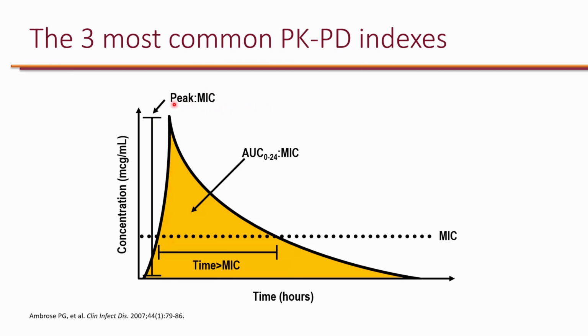We can combine these pharmacokinetic parameters with MIC to get PK/PD indices. So the three commonly used are the peak to MIC ratio, the AUC to MIC ratio, or the time above MIC. So when the concentration goes above this MIC concentration, it will go above and then eventually it will go down and then go below the MIC. The time it takes to go above the MIC and then below the MIC, that's referred to as time above MIC.